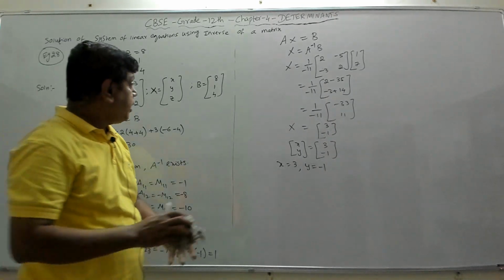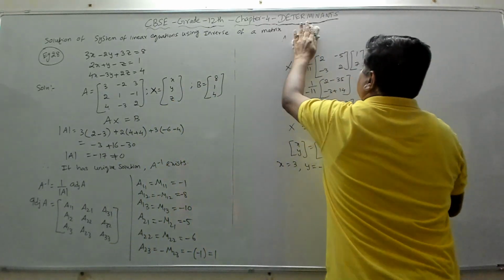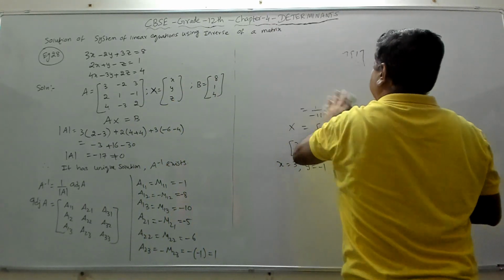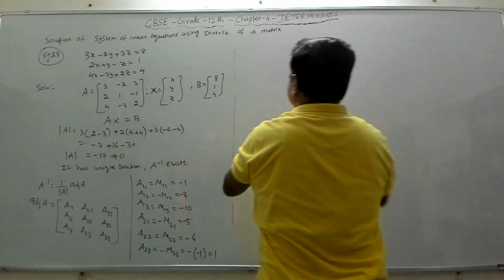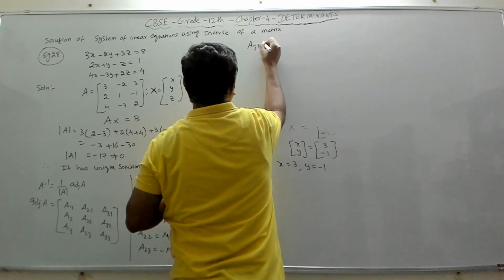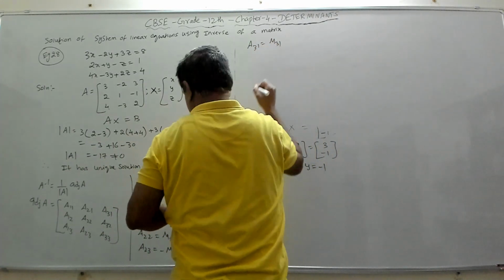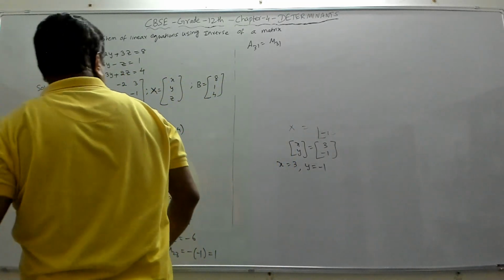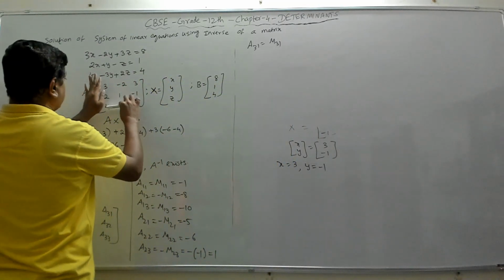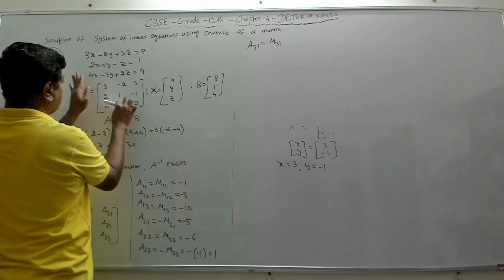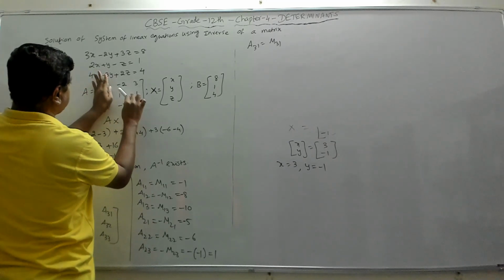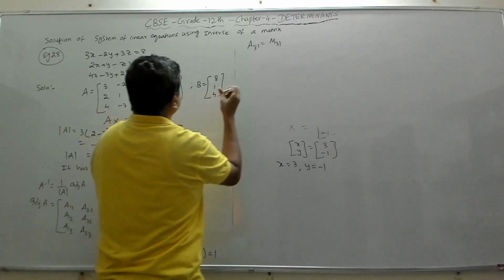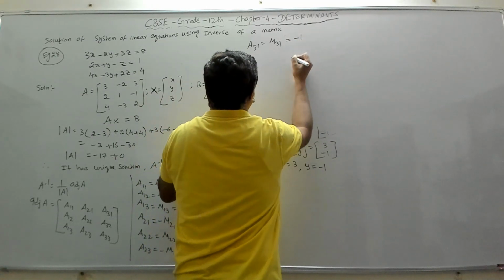Then A31 we have to find. A31 is equal to M31, so this one. You will have to close this particular row and this particular column. Closing these two will give you minus 2 into minus 1 is 2, 2 minus 3. 2 minus 3 is minus 1.